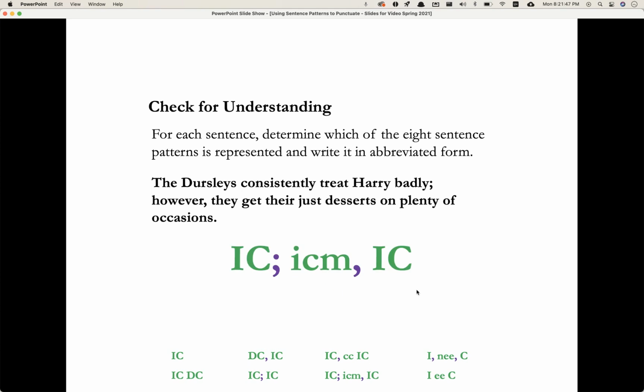This one is IC, ICM, IC. From the start to "badly" is an independent clause. "However" is the H in the noisy turtle list, and "they get their just desserts on plenty of occasions" is another independent clause. So even if you weren't sure what "however" was, you could check the other 2 clauses and, at least for now, look at the punctuation to get a sense of what it should be there.